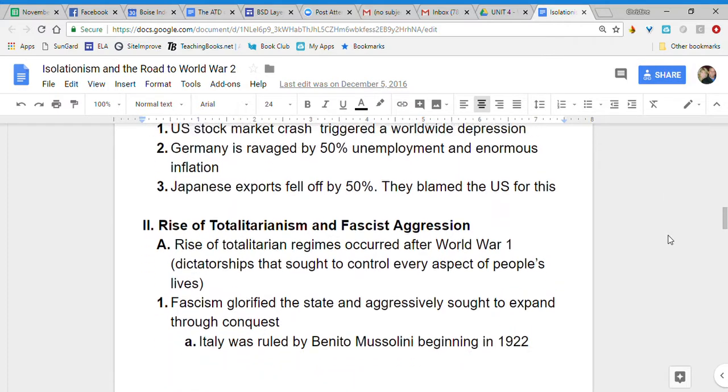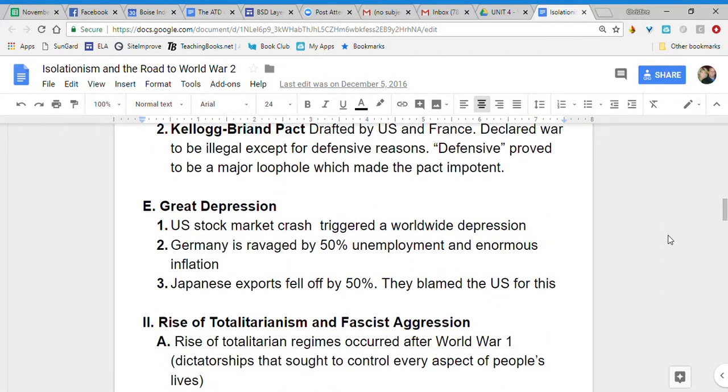The big one, though, that comes around is the Great Depression. The Great Depression will come. Ours is in 1929. In Europe, it's earlier than that, 27, 28. But the U.S. stock market crashes on Black Tuesday, and that triggers an additional worldwide depression. It deepens it in Europe. Germany is completely ravaged. I think 50% unemployment is an enormously kind statement. I think they're worse than that.